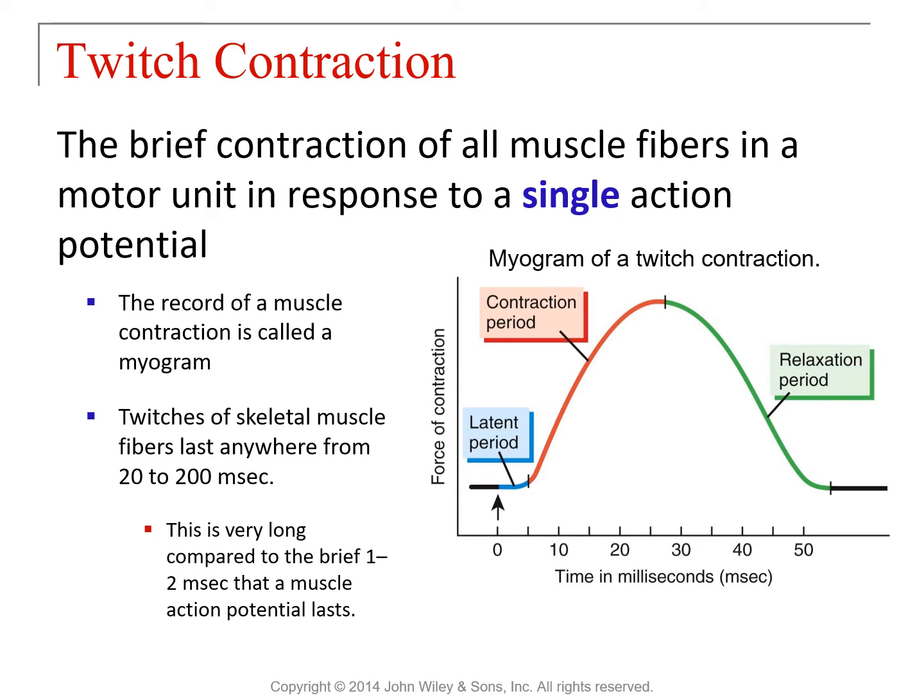And so that one motor neuron will release one single action potential. And this is what you're taking a look at right here: the contraction of all muscle fibers in a motor unit when responding to one action potential.